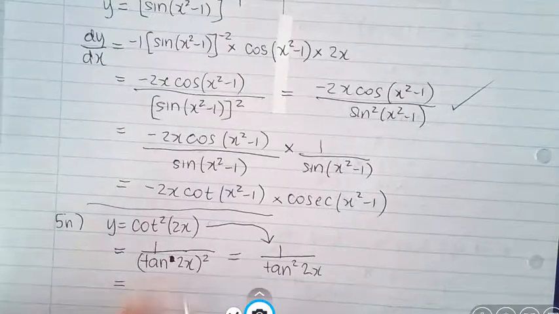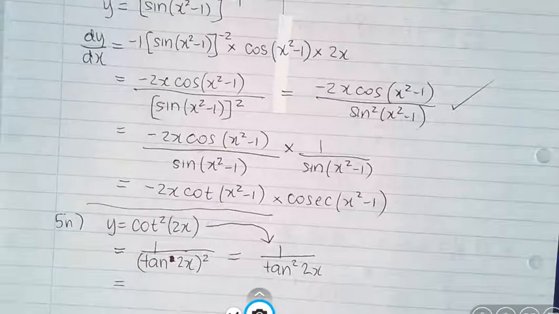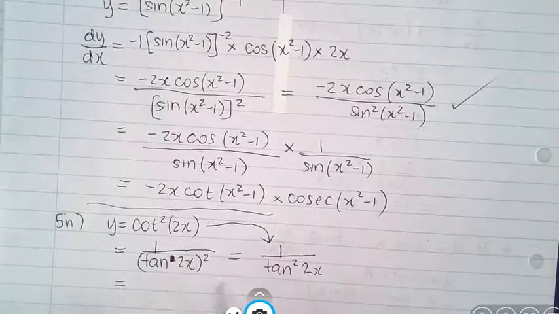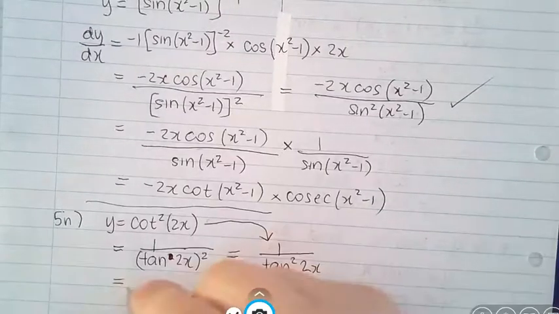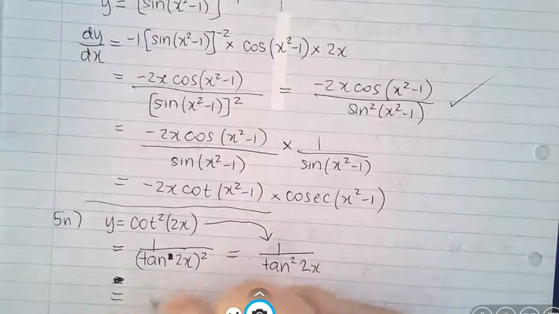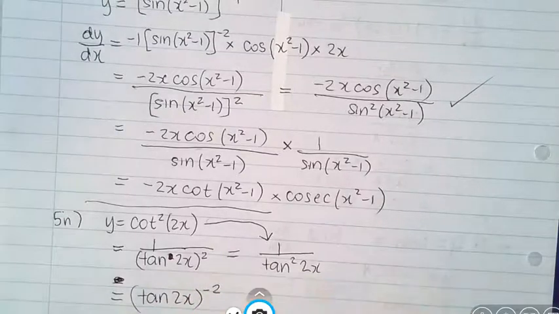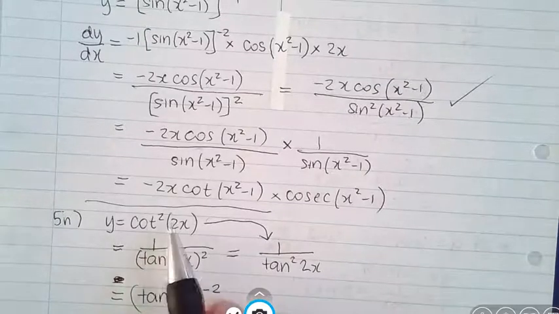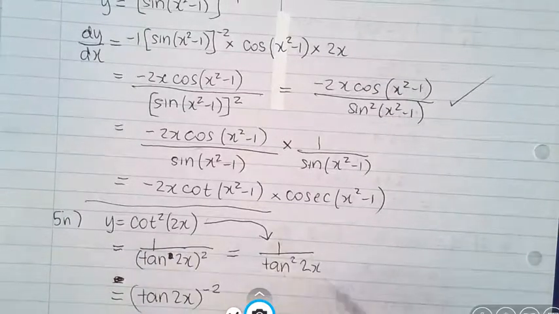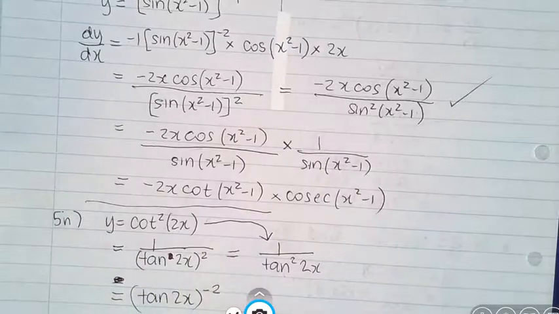Why do I want to put this 2 on the outside? Because it helps me with differentiating. My rule is not to differentiate tan on the denominator. The tan needs to be on the numerator. So how do I bring that up to the numerator? Tan of 2x to the negative 2. So cot squared 2x is 1 over tan squared 2x, which is 1 over tan 2x to the power of 2. Bring it back up.